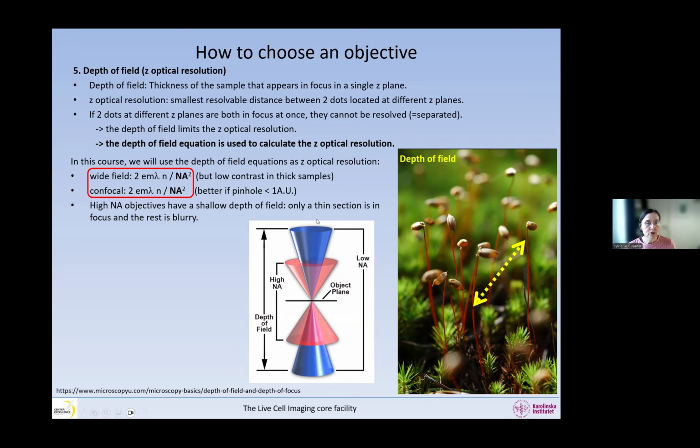So high numerical aperture objectives have a shallow depth of field, and only a thin section of the sample is in focus, and the rest is blurry. So it will be harder for you to find the exact plane of focus with a high numerical aperture objective. You need to be really careful to focus. And therefore, we need to have a focus strategy. So we will talk about the focus strategy also a little bit later. Again, this equation for Z is an important equation for light microscopy.